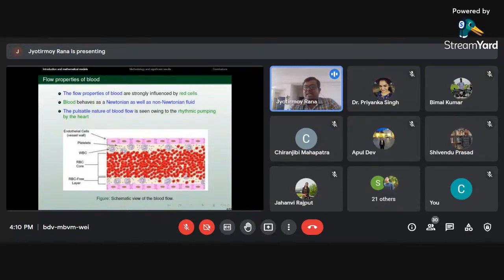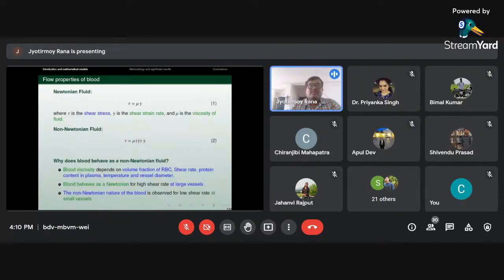Also, blood can behave like a Newtonian as well as a non-Newtonian fluid. Let's see this. Before discussing blood flow behaving as a non-Newtonian fluid, I will briefly discuss non-Newtonian fluid and Newtonian fluid. So what is a Newtonian fluid? A Newtonian fluid follows the Newtonian law of viscosity.